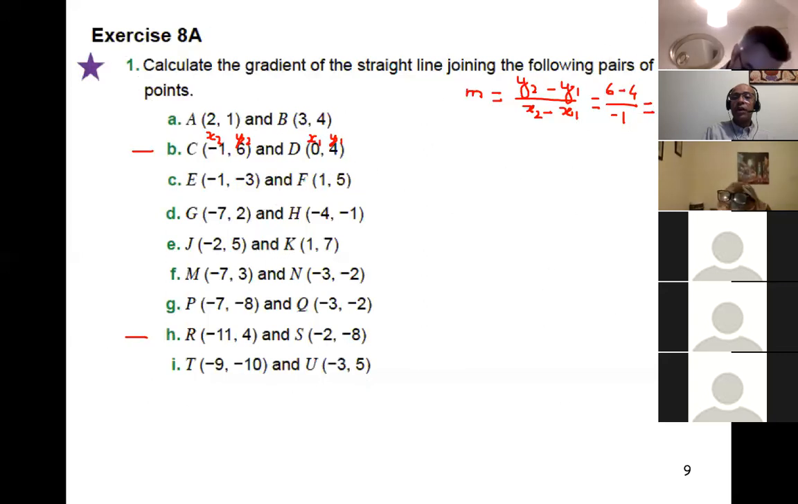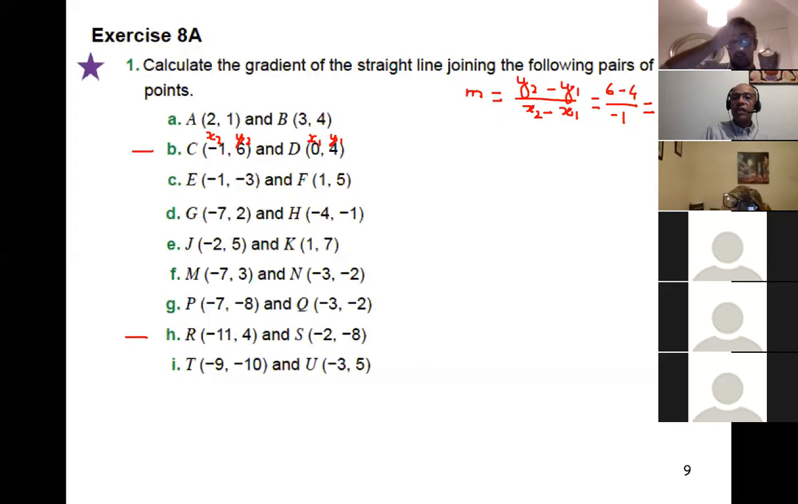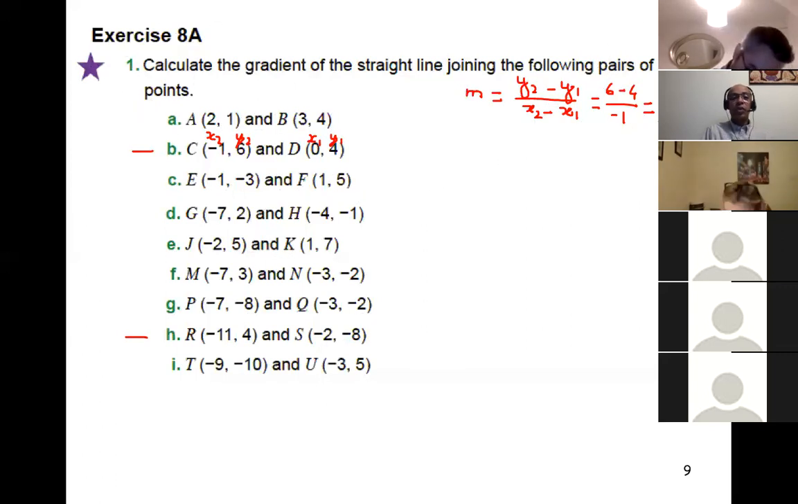6 minus 4 is 2. 2 divided by negative 1 is just negative 2. Because 2 divided by 1 is 2, 2 divided by negative 1 is negative 2. So I've got a slope here coming down the way.